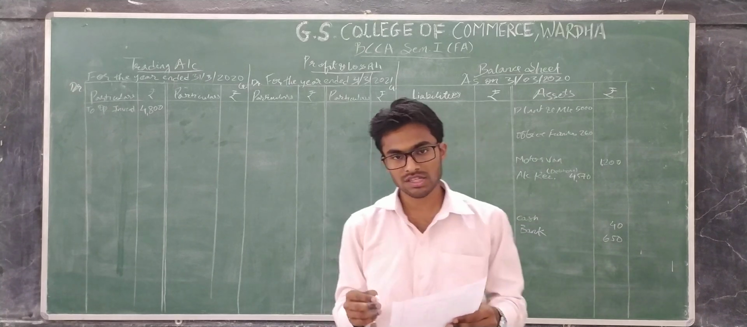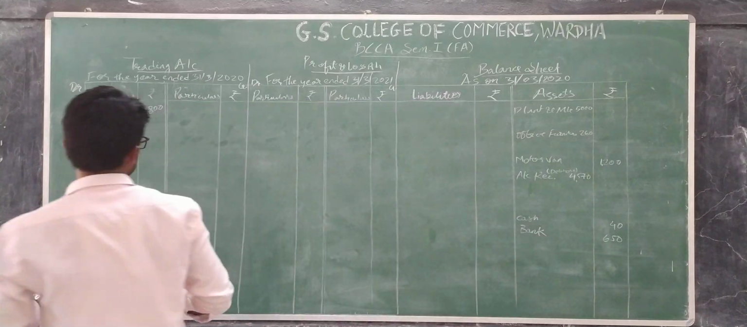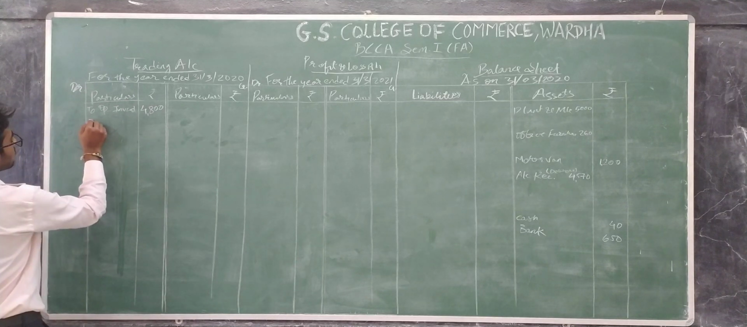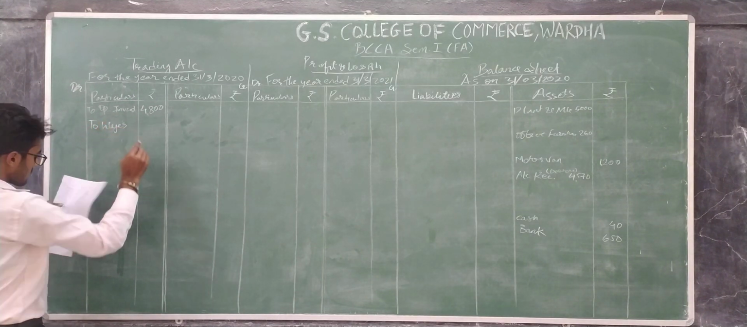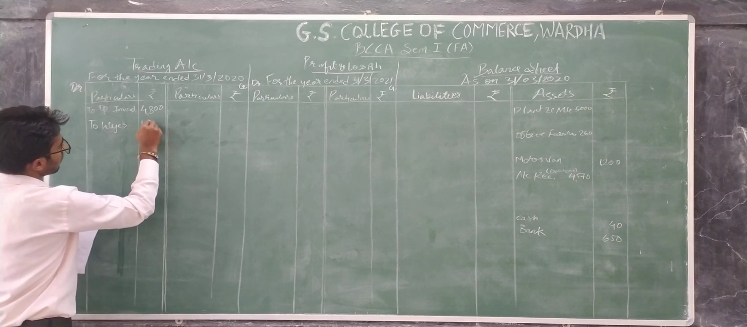Wages. Then after we have wages. Wages is again the direct expense. That's why we have to write that on the debit side of trading account. Wages amounting rupees 15,000.